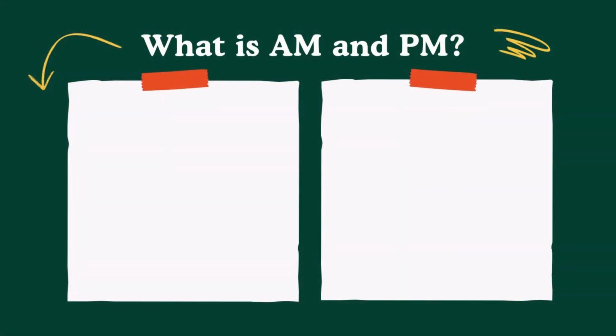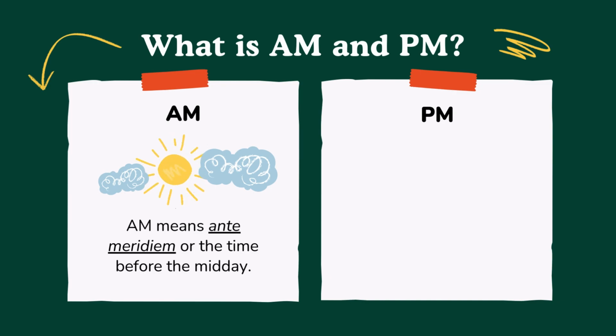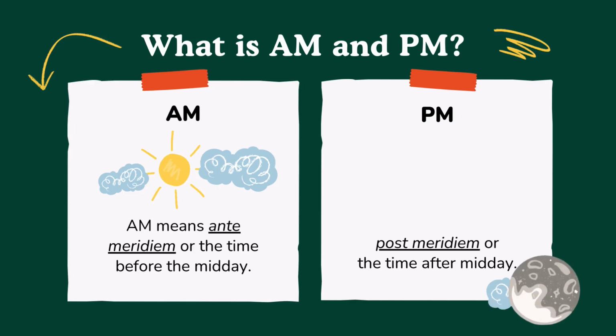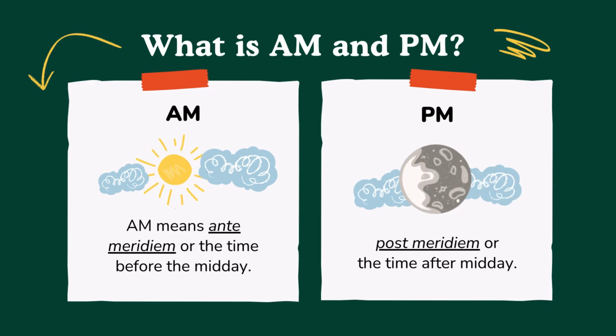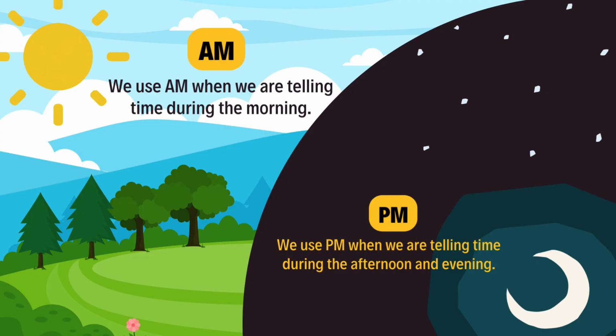Now, let's talk about AM and PM. AM means it's the morning when the sun is coming up. AM means antemeridiem, or the time before the midday. PM means postmeridiem, or the time after midday. We use AM when we are telling time during the morning. We use PM when we are telling time during the afternoon and evening.